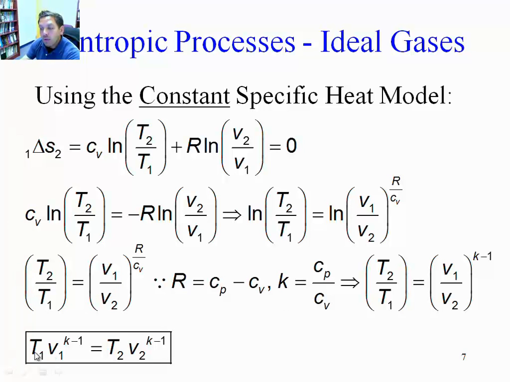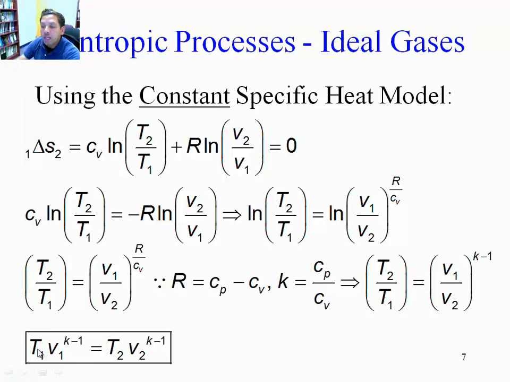So let's say that we have temperature 1 and volume 1, and we also have volume 2, and we know what gas it is, so we know K. That means that we can solve for T2, or any other quantities. If we have 3 of these quantities, we can solve for the other one. If we have the initial temperature and the 2 volumes, we can solve for the final temperature, as long as the process is isentropic, and as long as we can assume that the specific heats are constant.